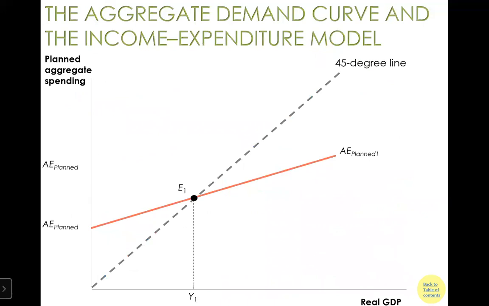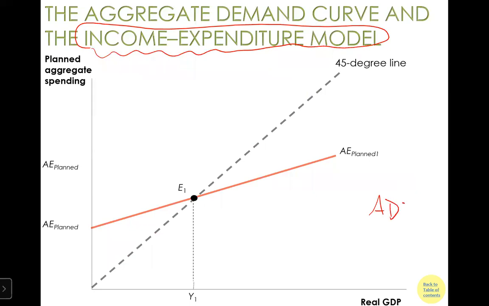We can use the income expenditure model we discussed in the previous chapter to understand why the aggregate demand curve is downward sloping, or why a price level decrease leads to a total aggregate expenditure increase, or why a price increase leads to a Y decrease. Here I may want to put a Y star.